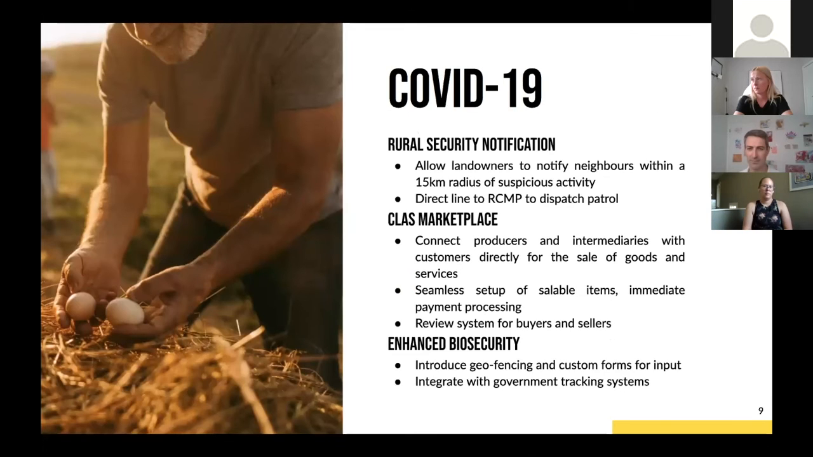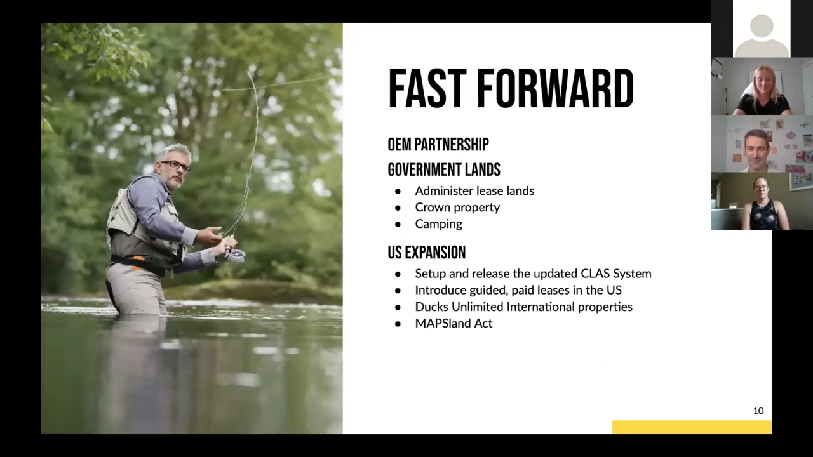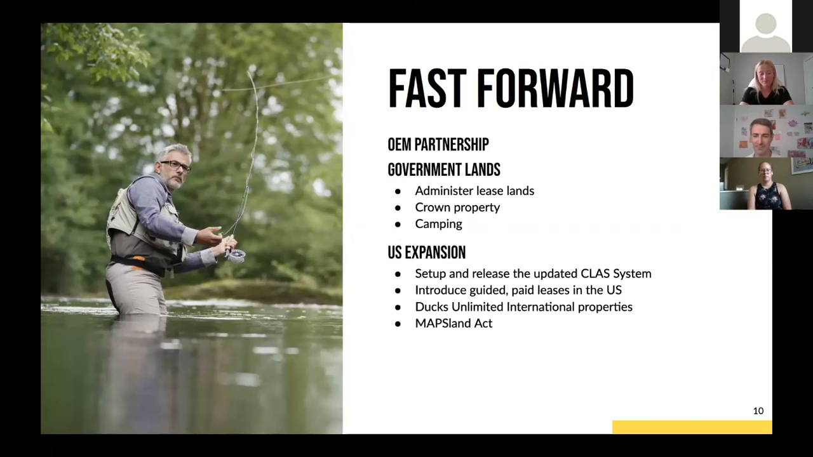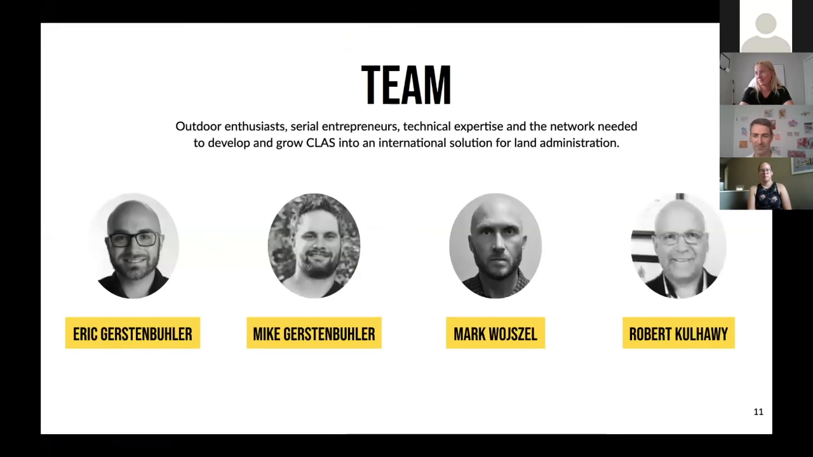With COVID-19, as I mentioned about the marketplace, we recognized there were some challenges, both with landowners keeping rural security, and with consumers getting access to good local produce, and landowners being able to reach the markets. So CLASS is going to have an opportunity to capitalize on that and support those markets. Again, the government land, getting to the US expansion. We've got a strong team of entrepreneurs on board and development partners, as well as a whole host of contractors who support us across the country to get the landowners.